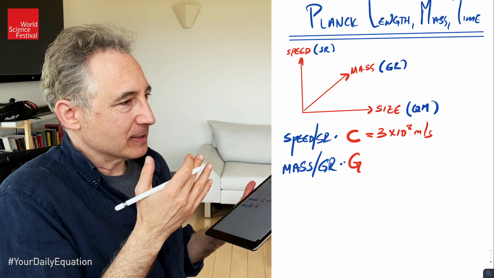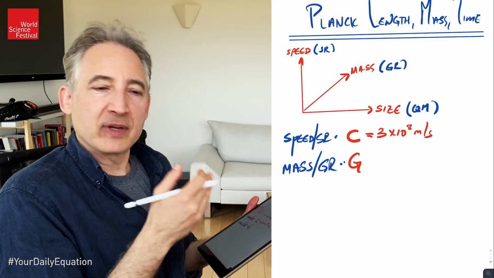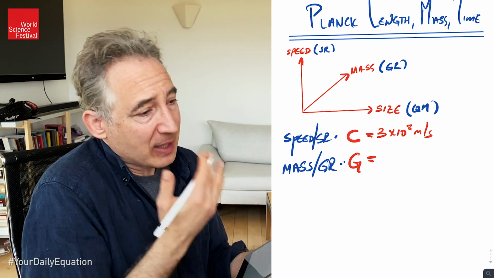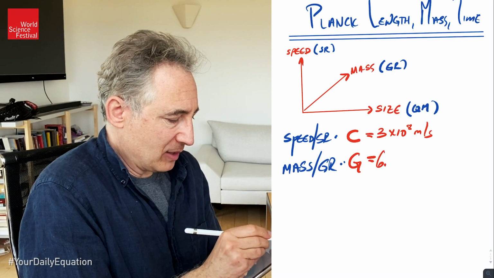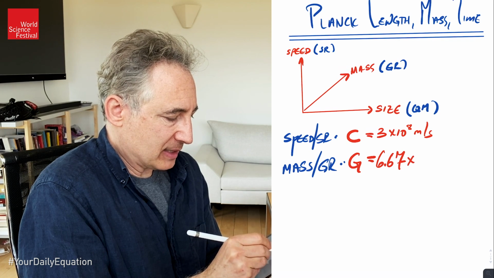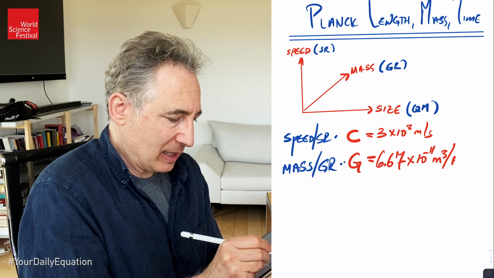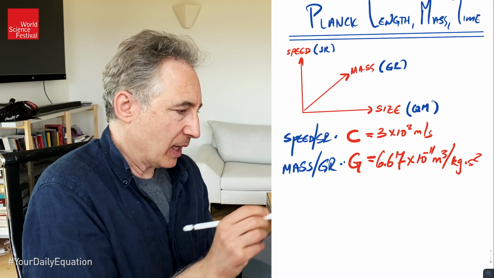It plays a central role, not just in Newton's theory of gravity, but in Einstein's general theory of relativity, and in the everyday units that we typically use. So this is about 6.67 times 10 to the minus 11 meters cubed per kilogram per second squared.